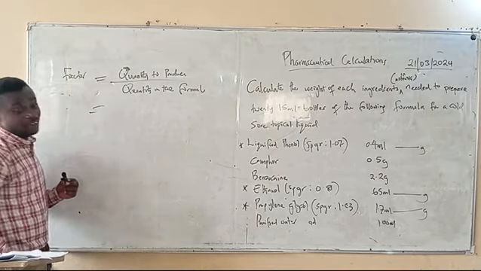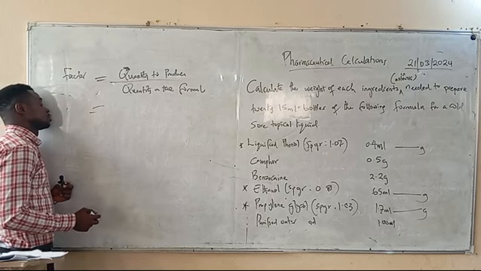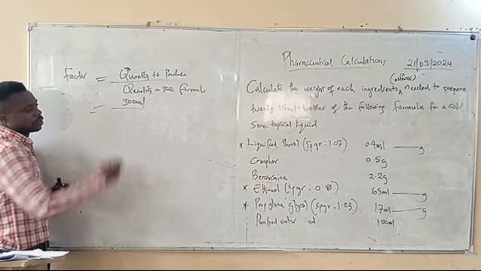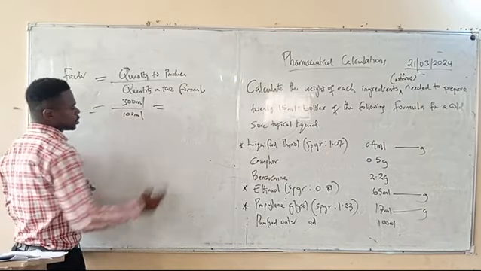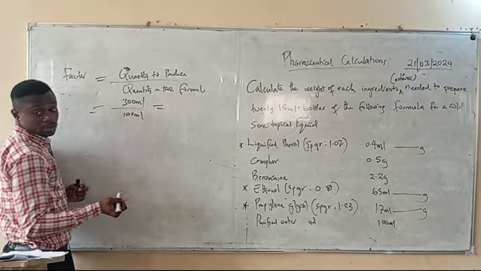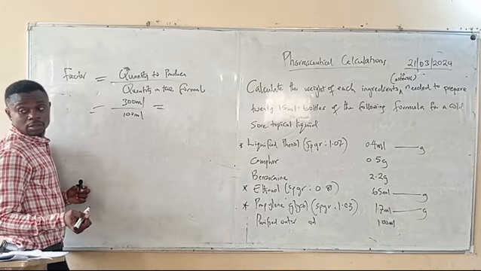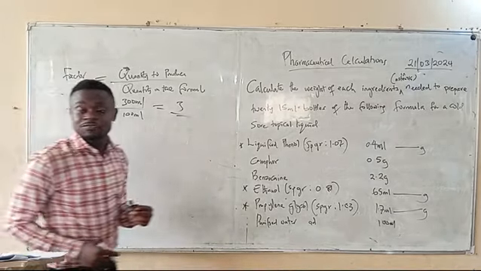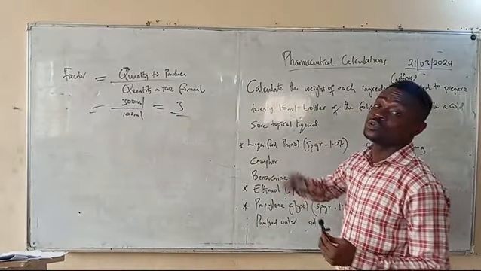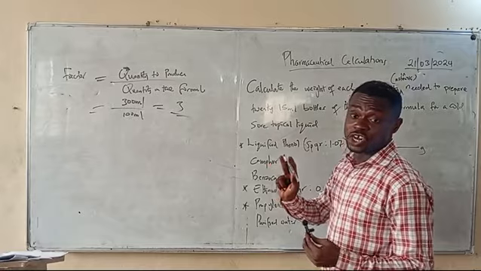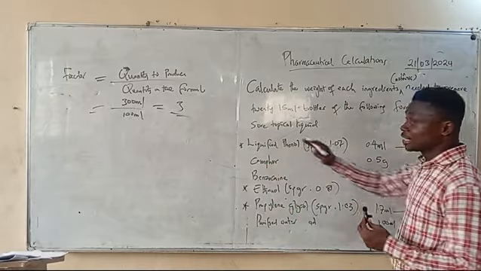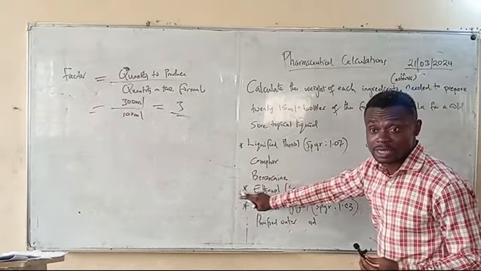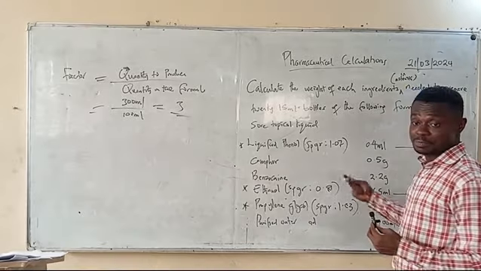So from this, we have agreed that the quantity to produce is 300 ml. Good. Over 100 ml. The answer is 3. So the factor is 3. Under normal circumstances, you should use the factor 3 to multiply everything here. But don't waste your time. The question says only the ones with an asterisk, so that's the only ones you multiply.